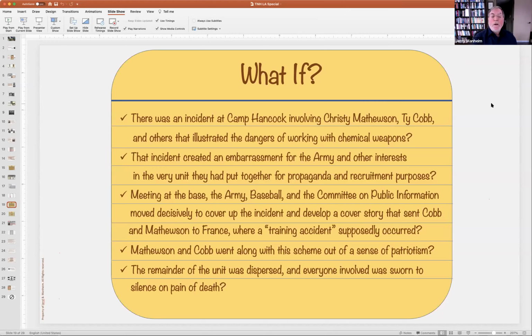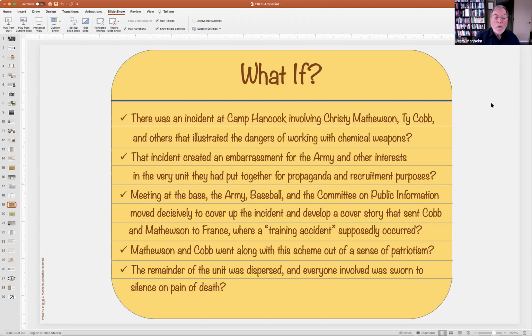And what if that incident created an embarrassment for the Army and an embarrassment for baseball, because baseball has a lot at stake here. They're trying to demonstrate that they're patriotic at a time when there have been some people with doubts of that. So they've put together this propaganda unit, and something has gone wrong. If you do crisis management, you know that the first thing you're going to do is get the gray hairs together and figure out how to resolve this.